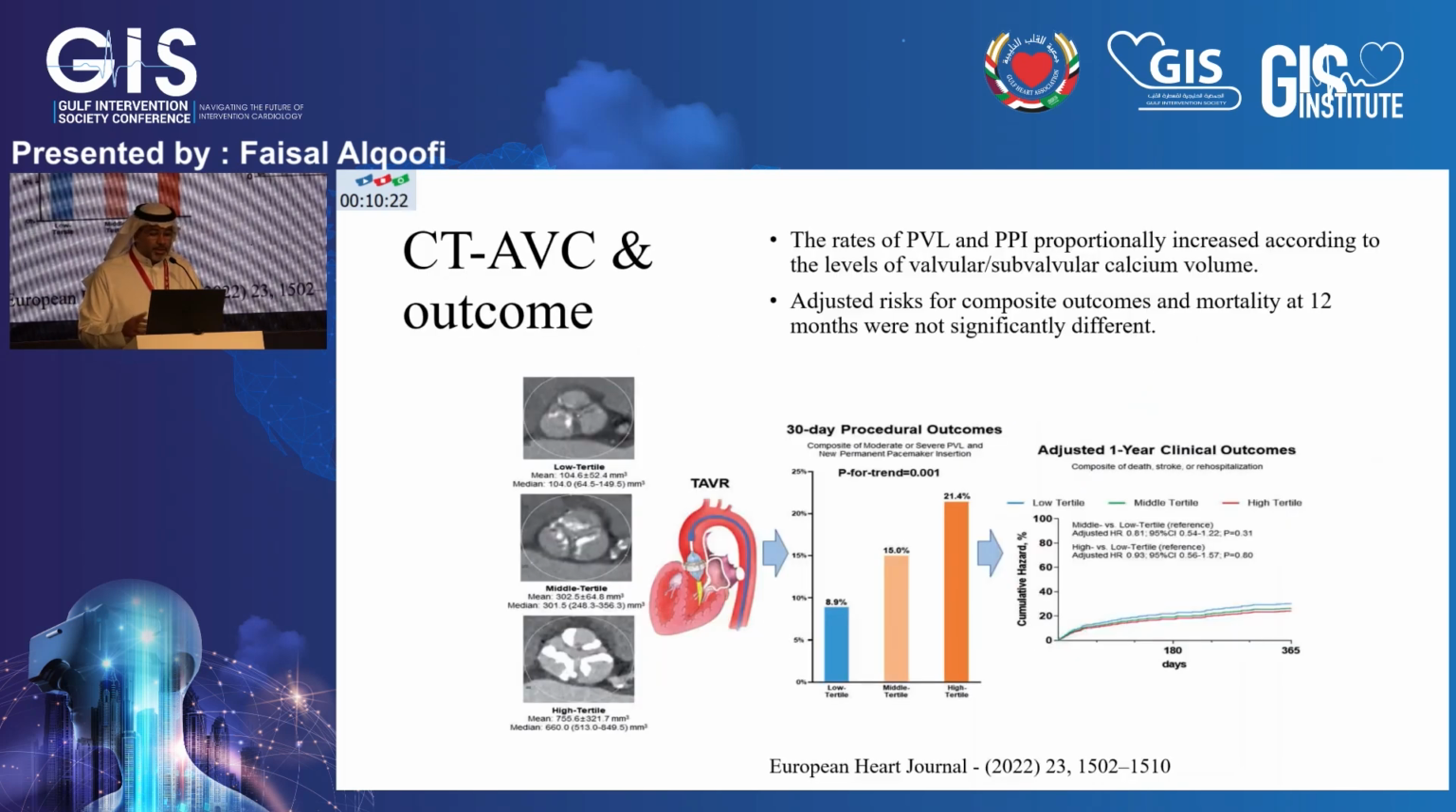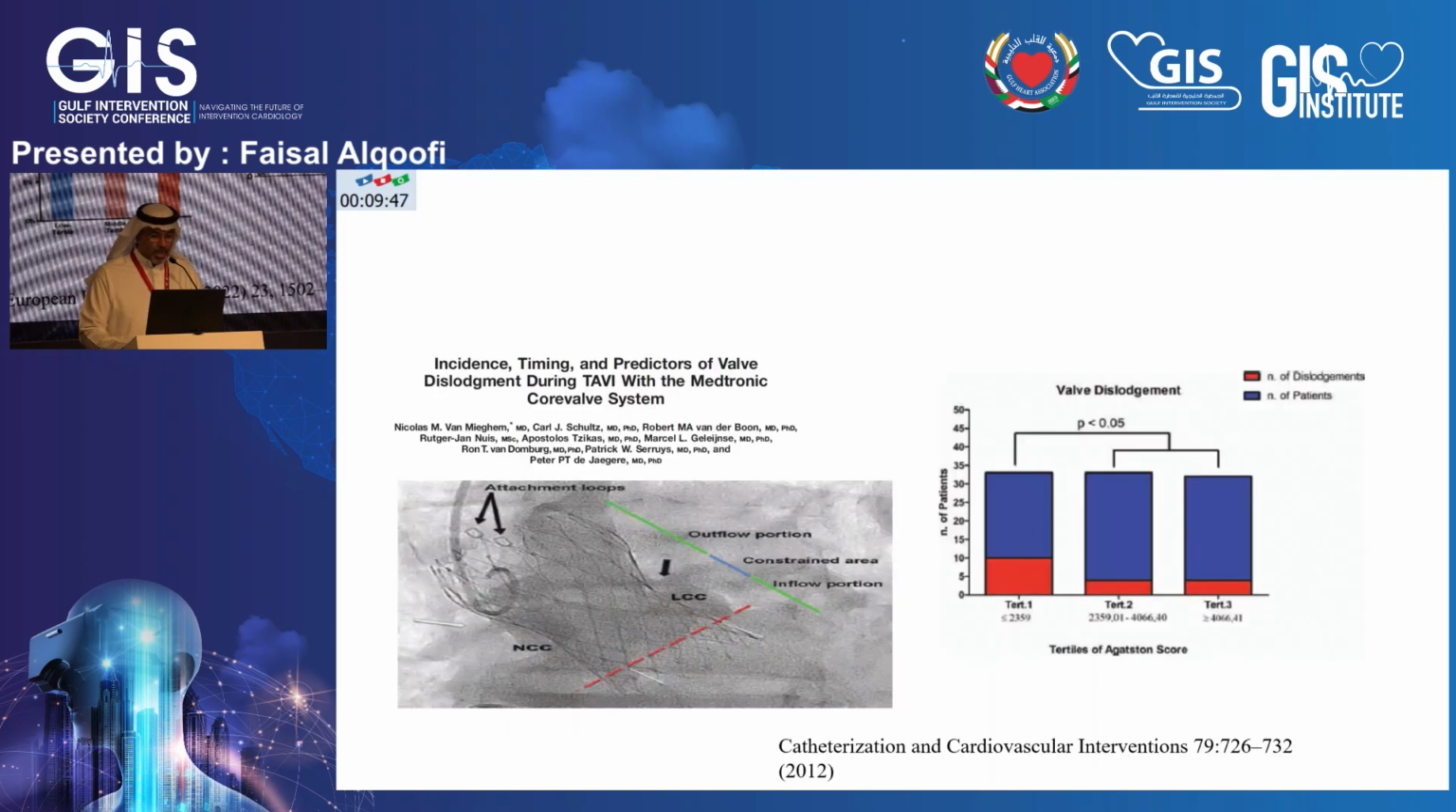Subsequently, there are multiple trials. This was recently published, specifically looking at classifying patients according to tertile of calcium in the aortic valve. For patients who went for TAVR, they went back and looked at the amount of calcification. Patients in the lowest tertile suffered the least amount of post-procedural complications related to pacemaker or paravalvular leak compared to patients in the highest tertile. But when you look at their 12-month outcome in terms of mortality, there was no difference between high and low calcium.